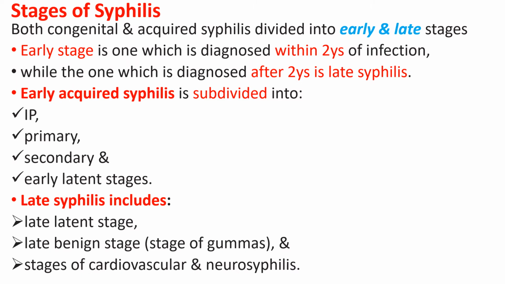Stages of syphilis: both congenital and acquired syphilis are divided into early and late stages. The early stage is diagnosed within 2 years of infection, while the one diagnosed after 2 years is late syphilis. Within 2 years it is early, after 2 years of infection it is late syphilis. Early acquired syphilis is subdivided into incubation period, primary, secondary, and early latent stages.